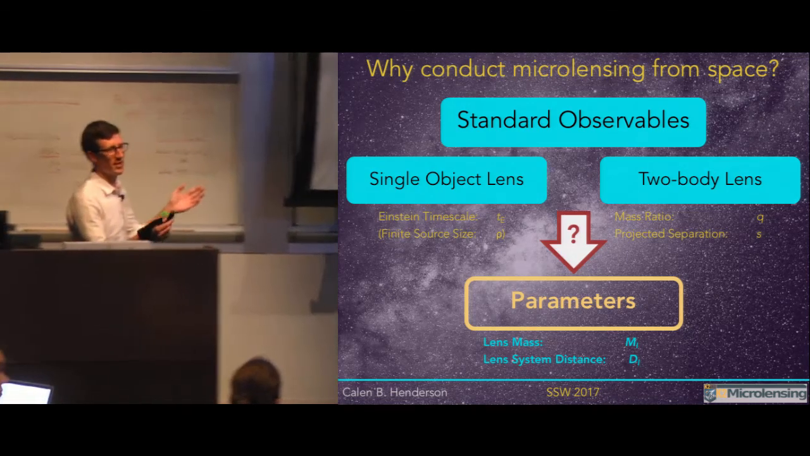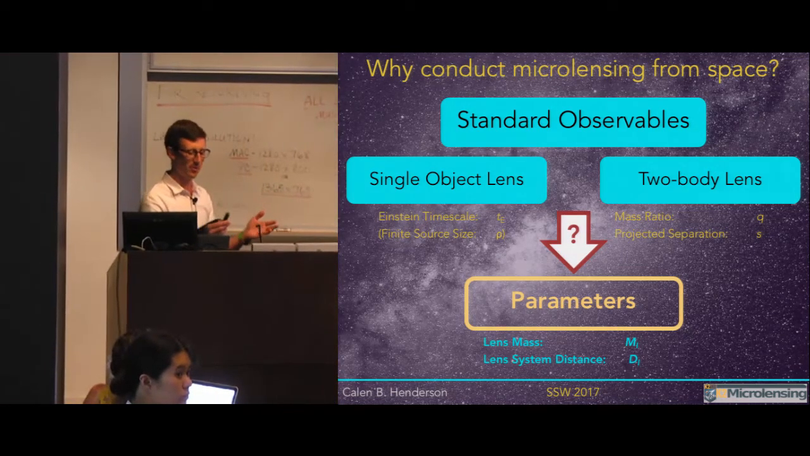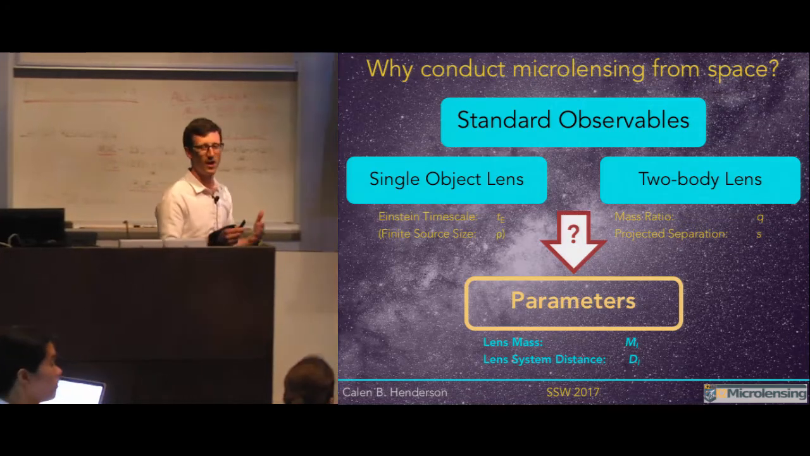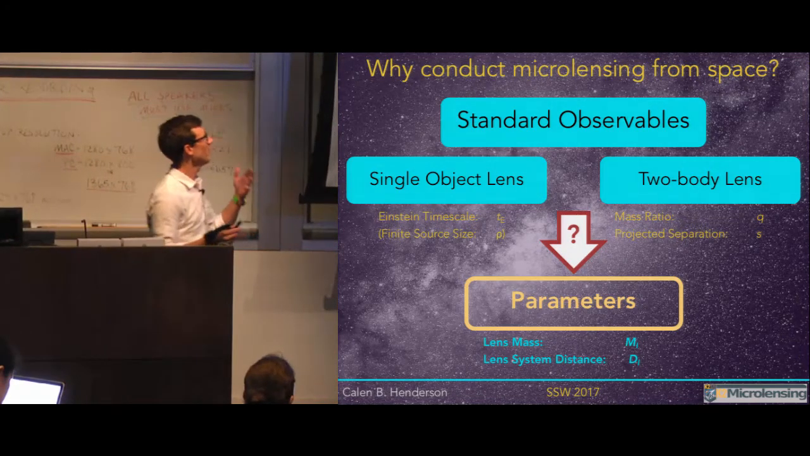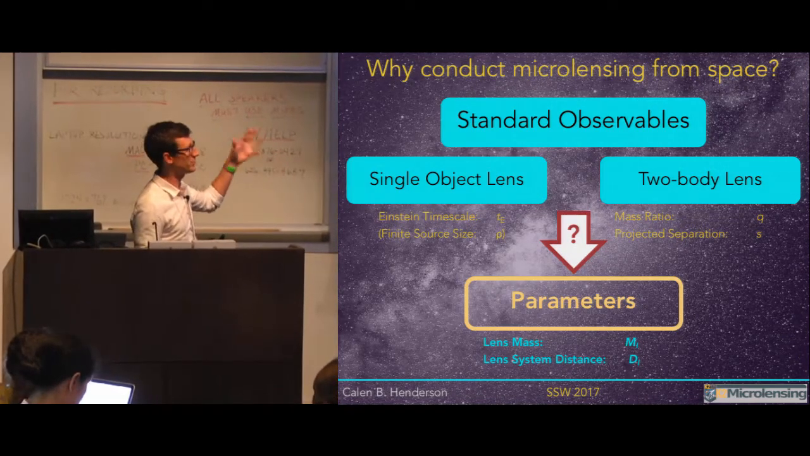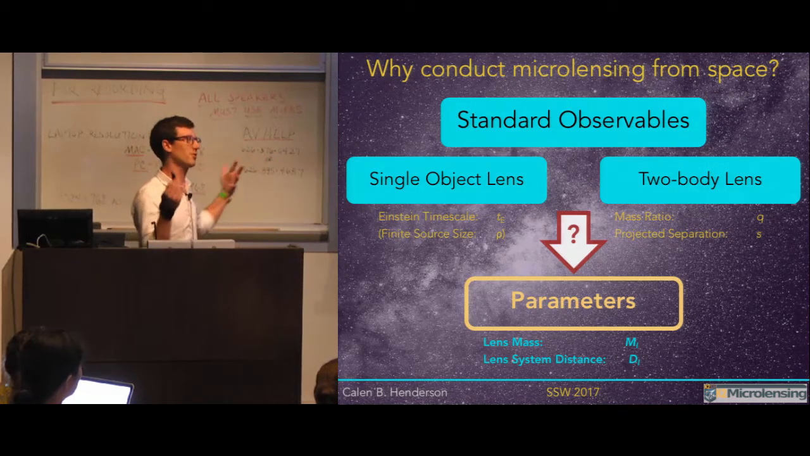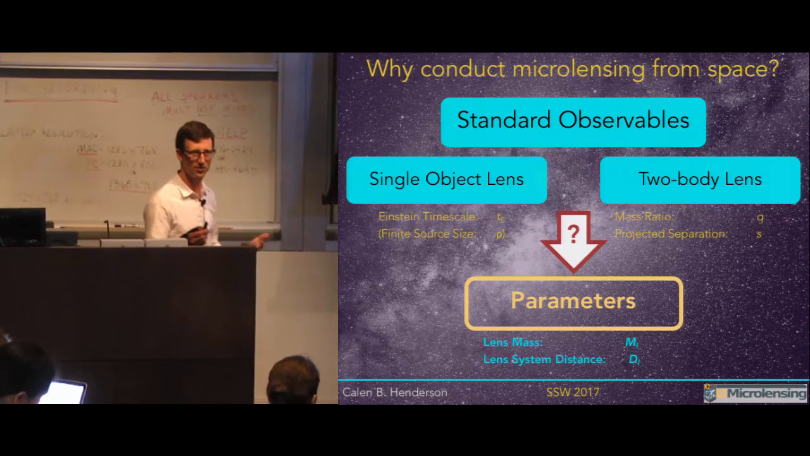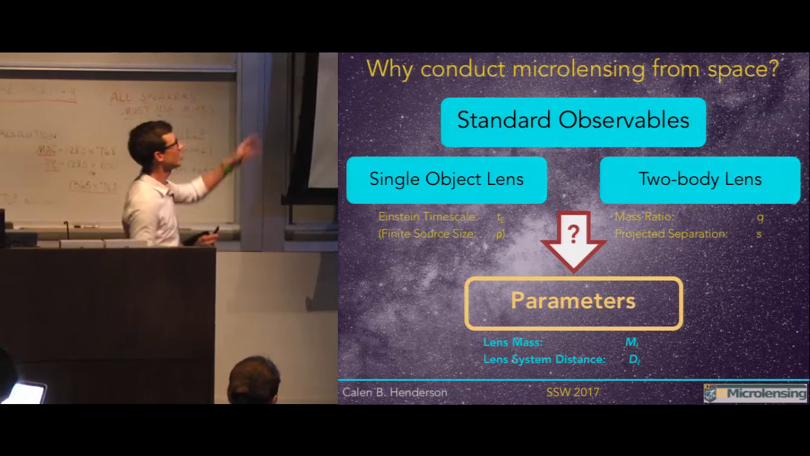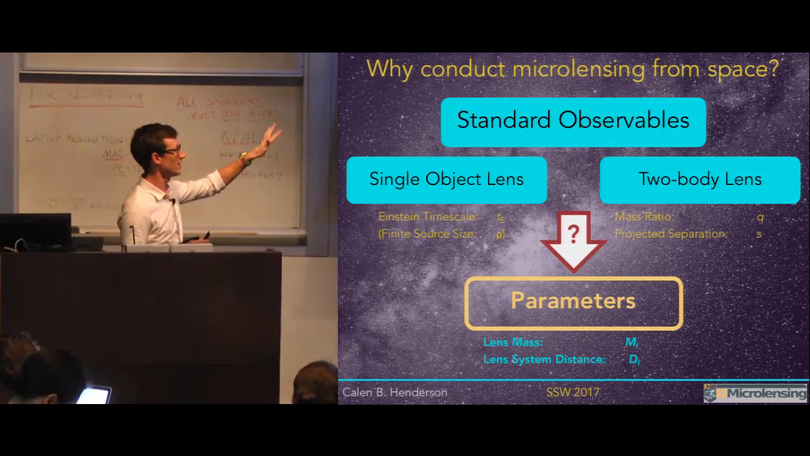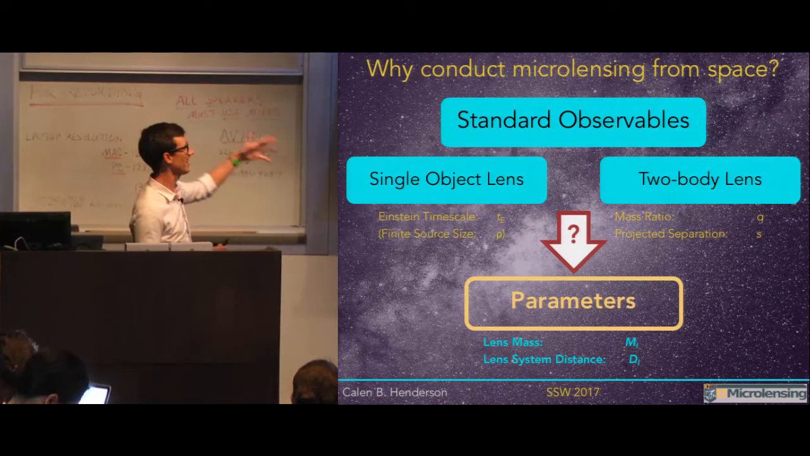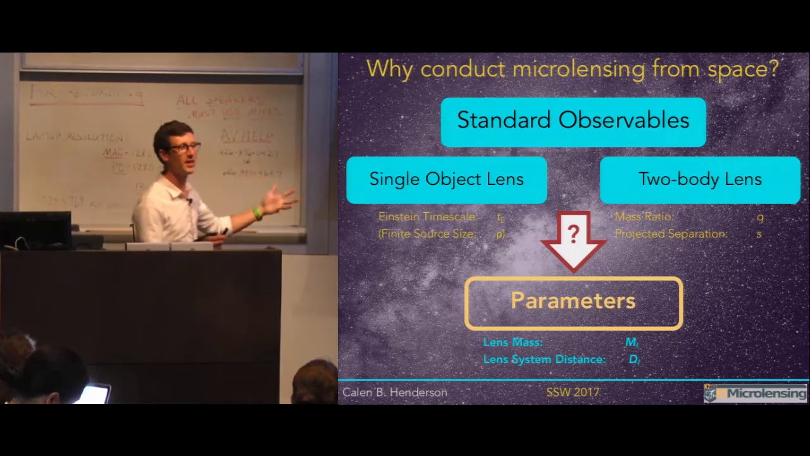So for microlensing, what are the standard observables? We've talked about a bunch of different fit parameters you can get from a single lens model or from a two-body lens model. And in each case, there are two that are the most closely associated with the physical parameters of the lens system that you ultimately want to derive. In the case of a single object lens, so just an isolated star or a free-floating planet, it's the timescale. It's the most salient observable.